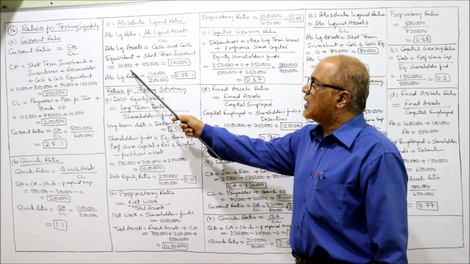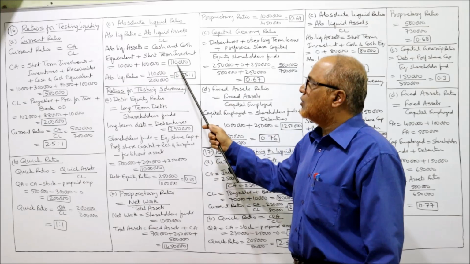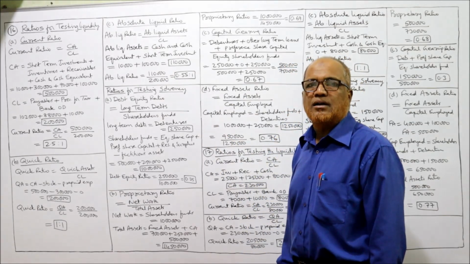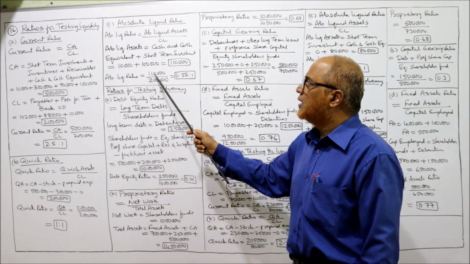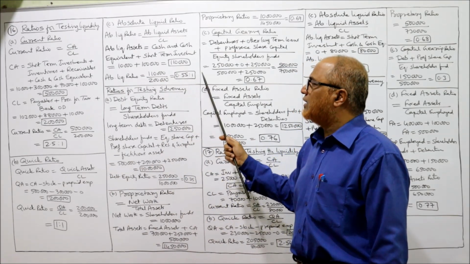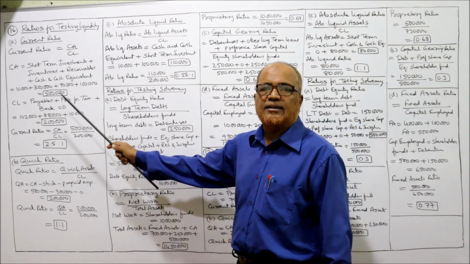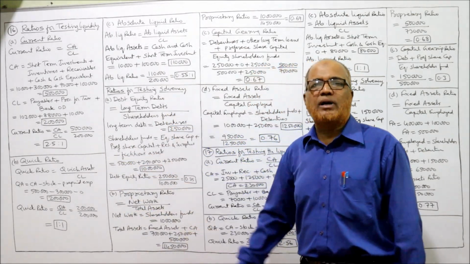So simply, absolute liquid assets means short-term investments plus cash and cash equivalent. So here 10,000 rupees plus 1 lakh. So 1 lakh 10,000 rupees is the absolute liquid assets. And current liabilities are 2 lakh. So 1 lakh 10,000 by 2 lakh, 0.55:1. That's all. So 3 ratios I have calculated: current ratio, quick ratio, absolute liquid ratio.